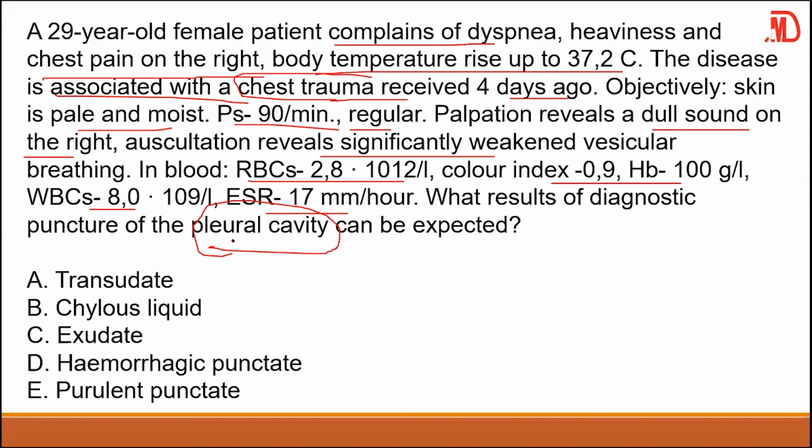Hemorrhage. Because of the history of what? The chest trauma. The person could be bleeding. All right, so you're looking at what? A hemorrhagic punctate. Why? Due to the trauma. There could be internal bleeding. Internal, not eternal. Internal. All right.